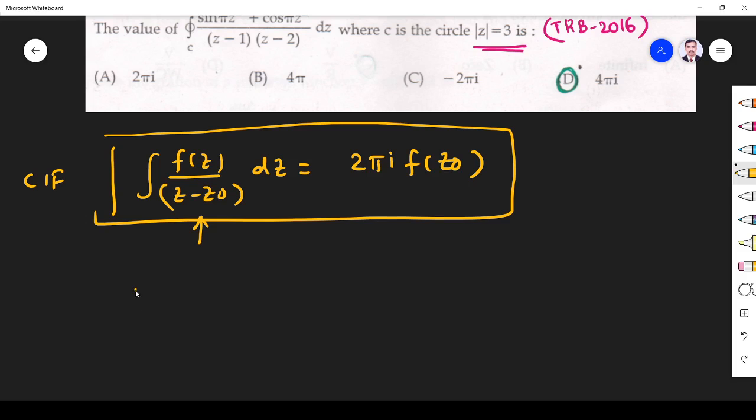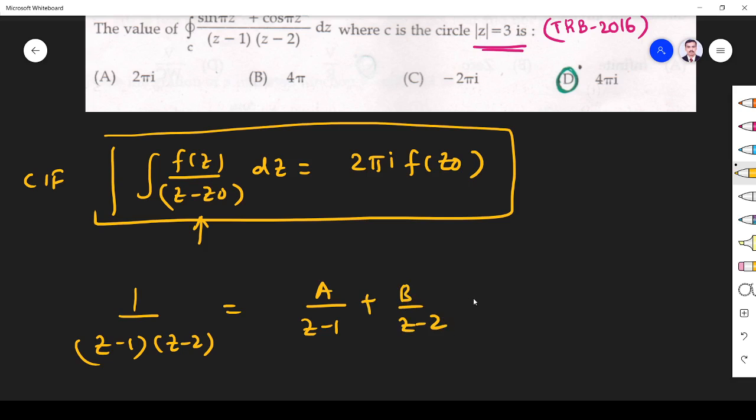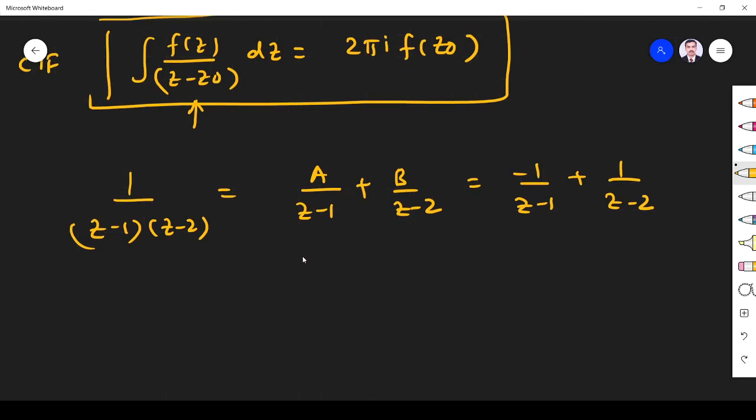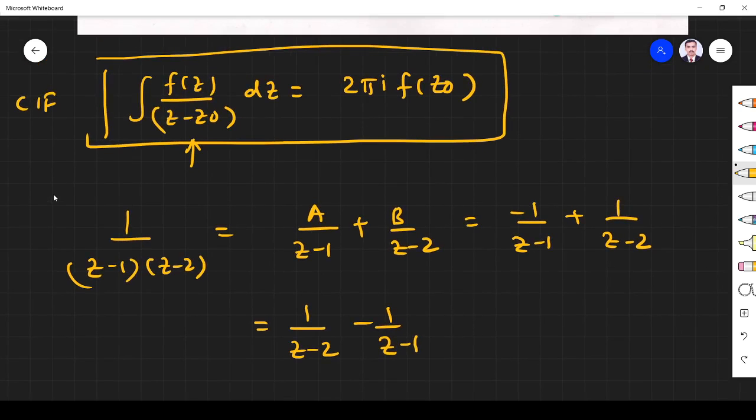So first I take partial fraction of 1 by (z minus 1)(z minus 2). So take partial fraction a by z minus 1 plus b by z minus 2. If you simplify, what you get is minus 1 by z minus 1 plus 1 by z minus 2. So that will be equal to 1 by z minus 2 minus 1 by z minus 1. Now you substitute this instead of 1 by (z minus 1)(z minus 2).